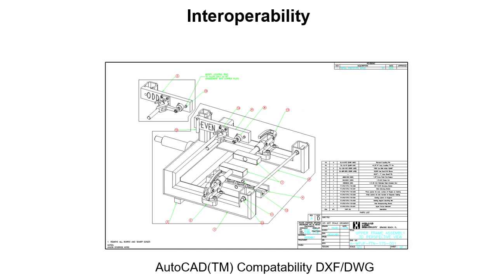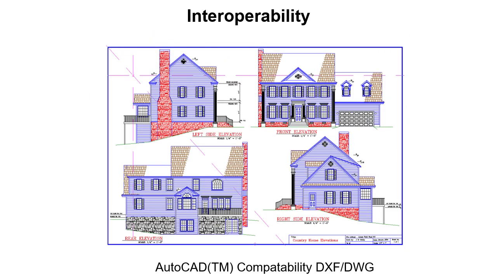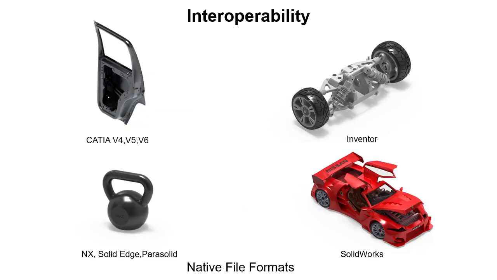TurboCAD's interoperability and data sharing features have received notable improvements. Updates include improved AutoCAD compatibility through our DXF-DWG translators, continued improvements supporting precision neutral files like STEP, IGES, SAT, SAB, as well as the latest upgrades for our native interfaces with popular CAD programs such as SolidWorks, Inventor, Solid Edge, and CATIA.